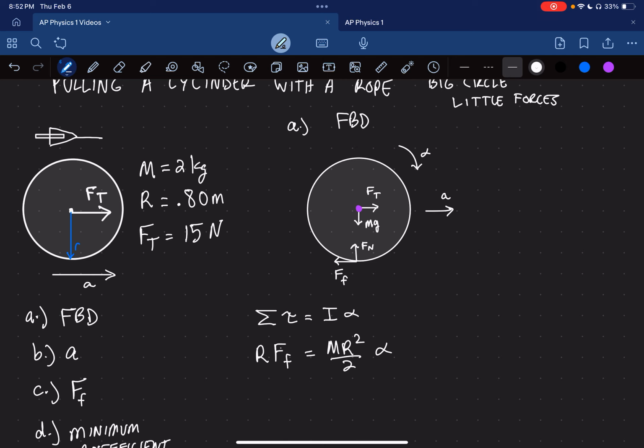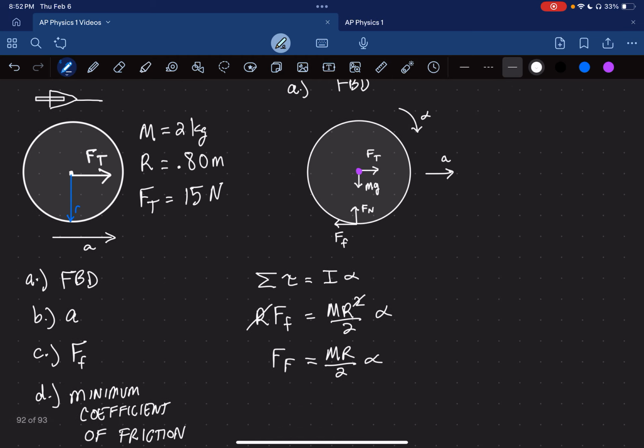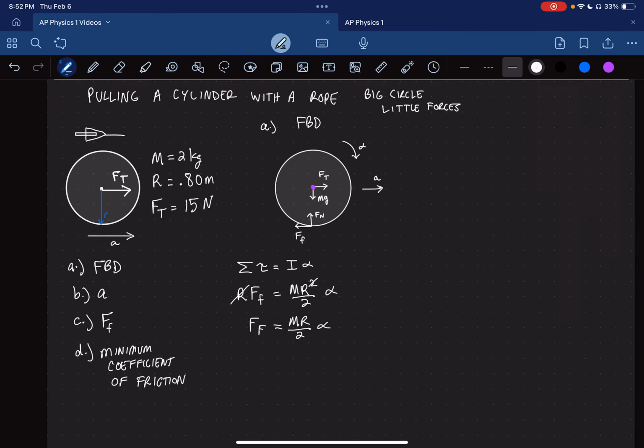So we can simplify this. We can say F_f, because the R cancels here, equals M R over 2 times alpha. Okay, we have numbers. We'll put them in here in just a bit.